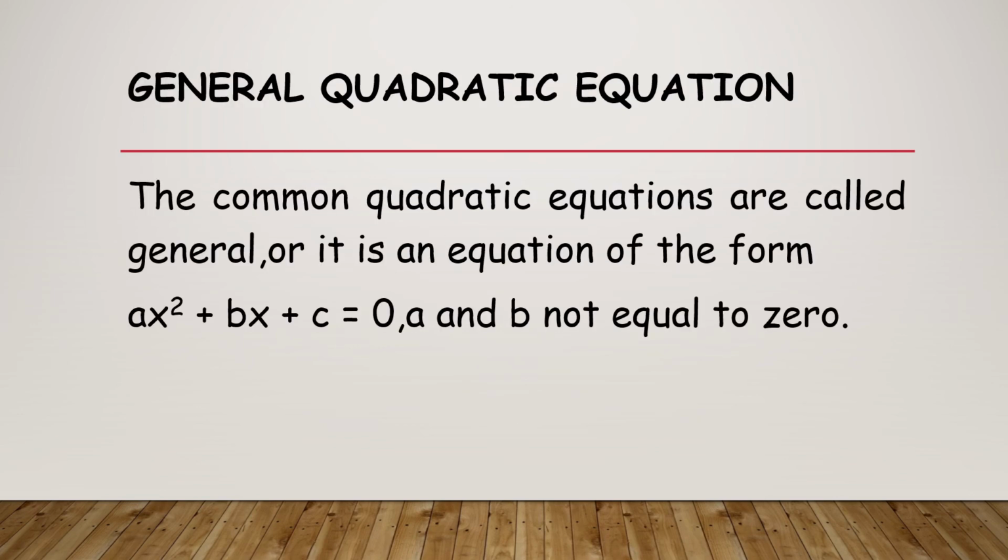Now the second type of quadratic equation is the general quadratic equation. All the common quadratic equations we see are called general quadratic equations. That is, general quadratic equations are equations of the form ax² + bx + c = 0. The square term as well as the linear term will be present in a general quadratic equation. That is, a and b will not be equal to 0. These are the general facts related to a quadratic equation.